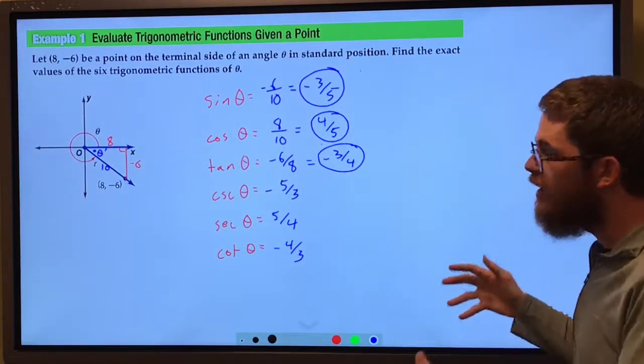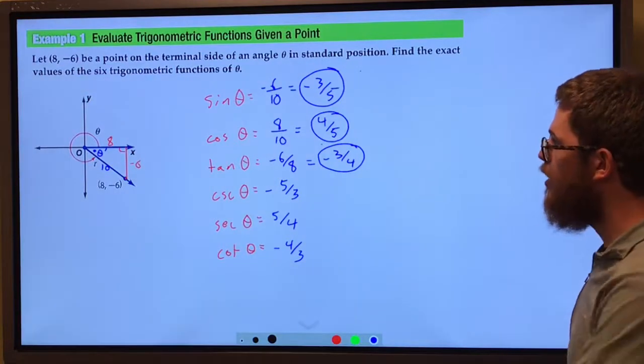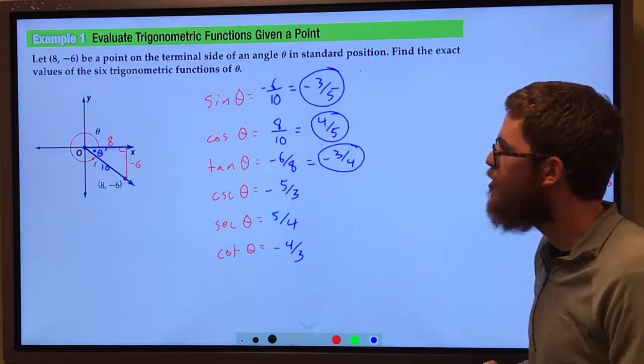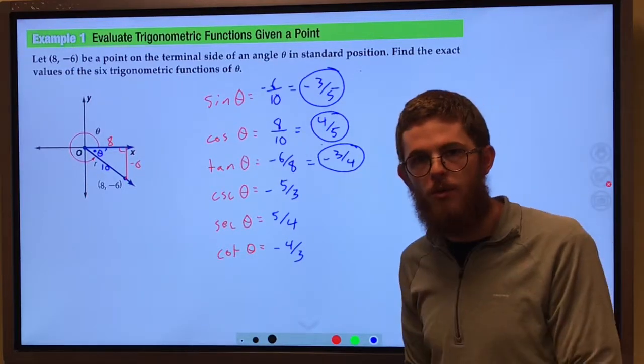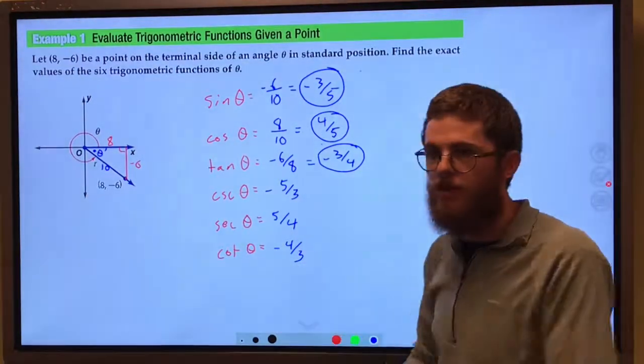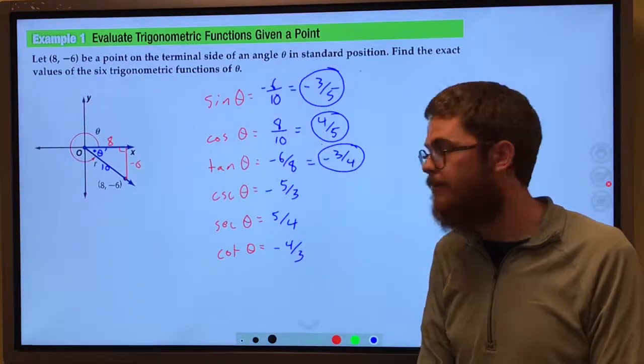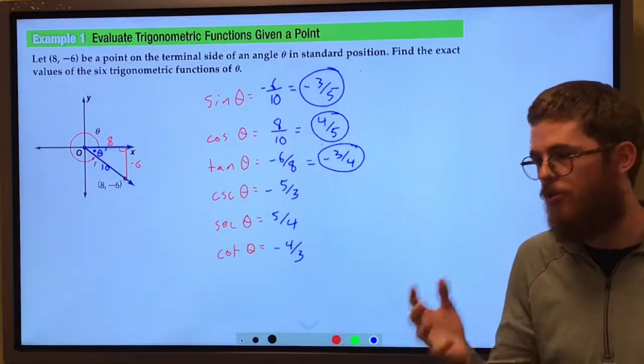And so it really is this simple. Don't overcomplicate it. Draw yourself a simple coordinate plane, plot it on there. Think about what your reference angle is going to be using all 3 sides. Even if there's a negative, that's okay. All right? And we find those trig ratios.